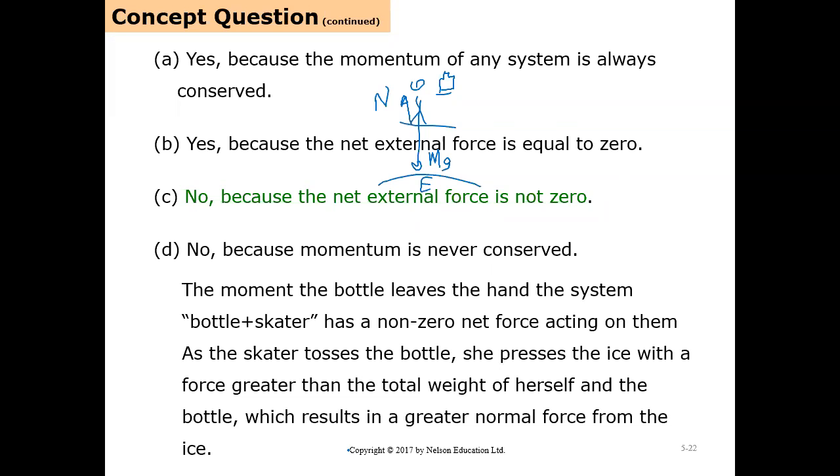But the moment he tosses it up, what happens then? As the skater tosses the bottle, she presses on the ice floor with greater force than the total weight. The normal force she exerts on the floor will be greater than the weight. That means the normal force from the floor on the skater will be greater than the weight. So there is a net force, because N is not equal to mg anymore when we start throwing it vertically up. That's why C is the correct answer: the net external force is not 0 at the moment he throws it up.